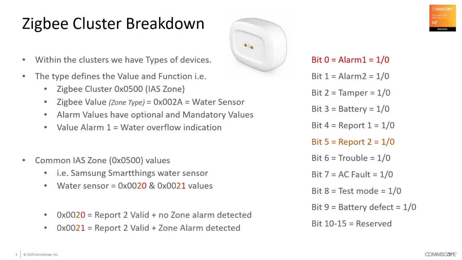So 20 on report 2, which is basically the alarm mapping. Again, we can look at our bit mapping on the right hand side. Bit 0 is our alarm 1, that is showing either a 1 or a 0. A 1 indicates that the zone alarm is detected and 0 is no alarm is detected. In this particular case, nibble 2 is indicating report 2, which in this particular case is not applicable.